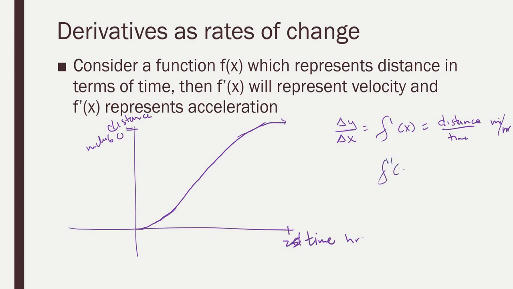F double prime is going to be f prime over time, which is going to be my miles per hour squared. That's acceleration. Okay? Jot this down. We'll be working on this together in class, but that's it for the video.